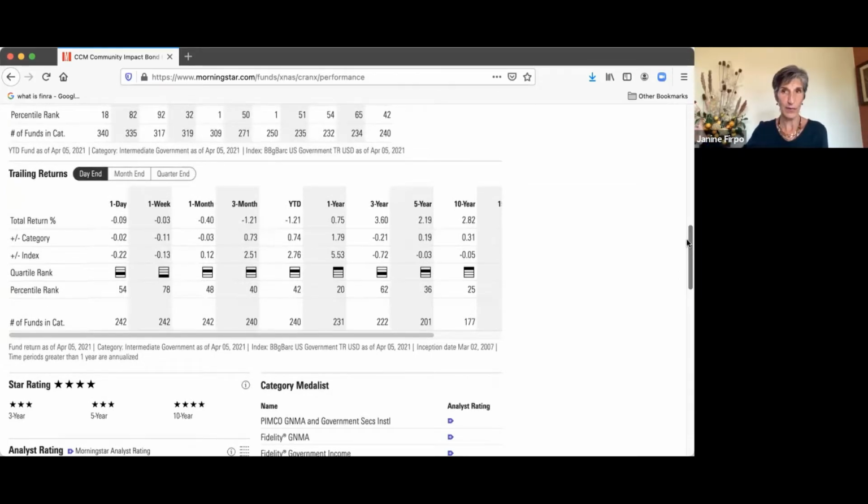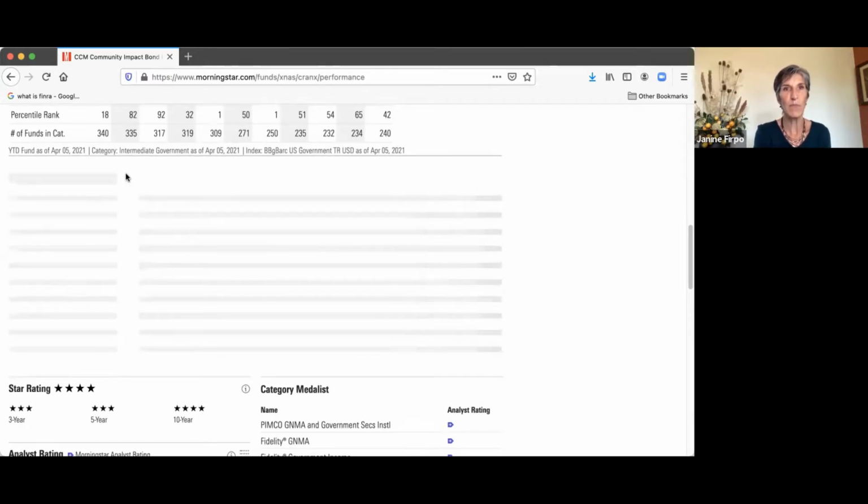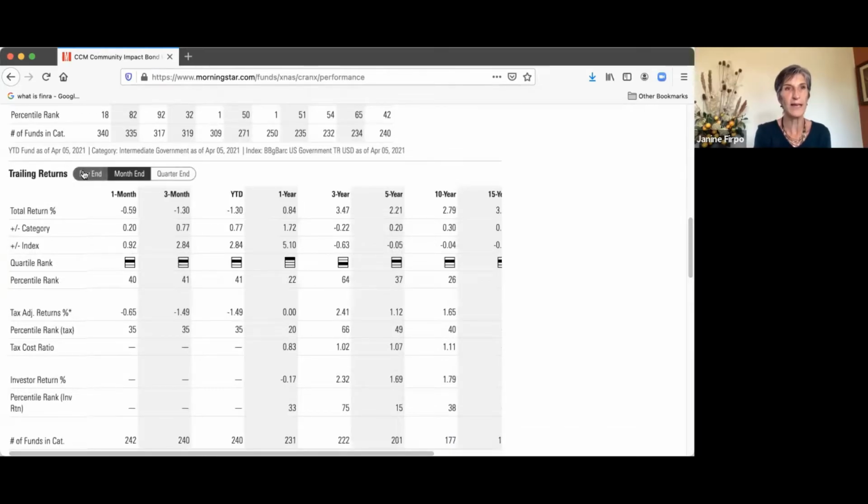The trailing return shows you what it looks like back basically 365 days. So these returns are constantly changing. If you look at them one day, they will be different than what you look and see the following day. And a month later, they'll be different again. So if you are comparing two different funds and you're using trailing returns, it's really important to compare them on the same day so that you're really comparing apples to apples. But as you can see, you can look at where these funds are doing in terms of day end, month end, quarter end, and so on.